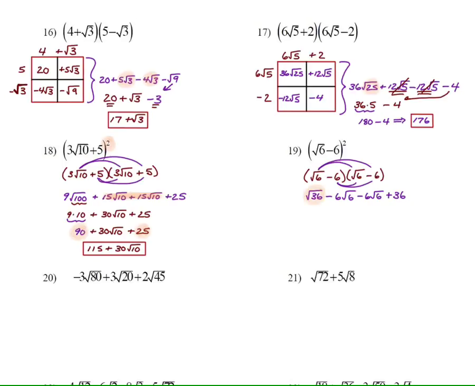So then I'm going to look for any perfect squares or any radicals that simplify, and then any like terms. So that square root of 36 actually becomes a 6. And then the two middle terms are like terms. So I have negative 6 root 6 minus 6 root 6, which is negative 12 root 6. And then I should have plus 36. And then, looking for like terms, I have 6 plus 36, which should be 42 minus 12 root 6 would be my final answer.